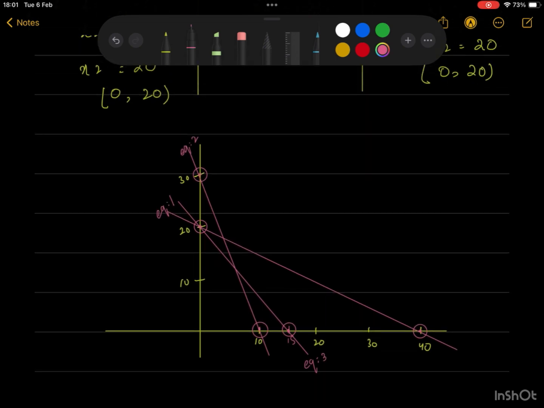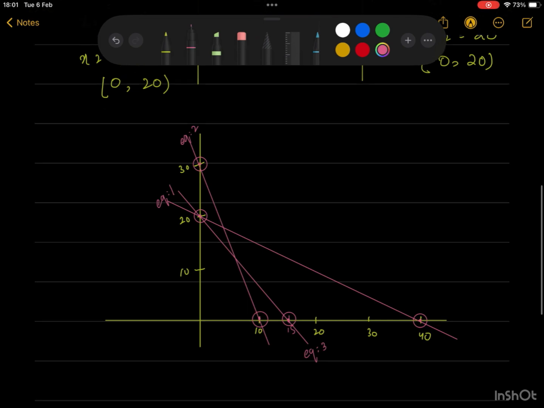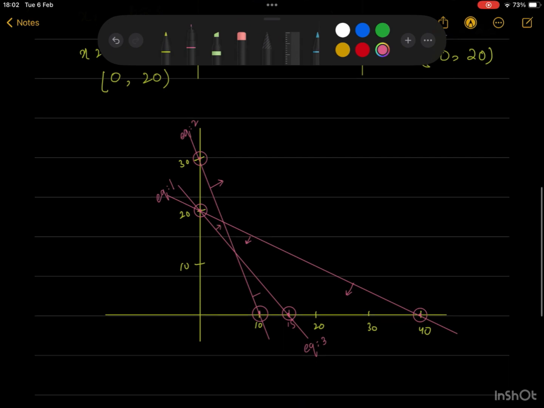Now we have to find the feasibility region in this graph we have plotted. To find the feasibility region, we have to look at the inequality sign in each and every equation. After looking at the signs, in equation number 2, the sign we got is greater than, which indicates the outer region. Similarly, in equation number 1, we are getting a less than sign, which indicates the inner region. And in equation number 3, we also get the greater than sign, which represents the outer region.